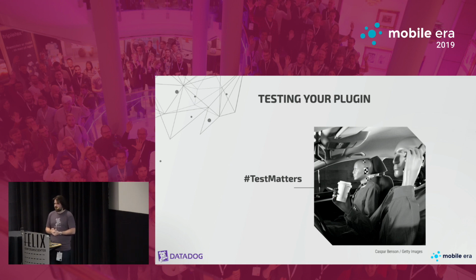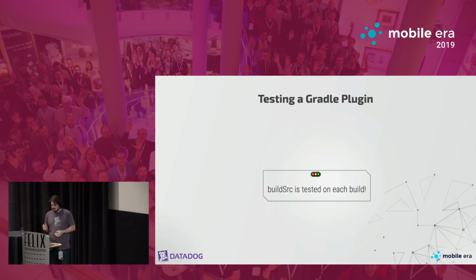Then comes the matter of testing the plugin, because tests matter. And I sure hope you all test your code, of course. So first of all, I mentioned that earlier, but the build source module is tested on each build. On each build, unless it didn't change, so it's cached. But whenever you do a change on the build source folder, or whenever you do a cold build of your app, the build source folder is going to be built and tested, which means that you need to be sure that your tests are short.